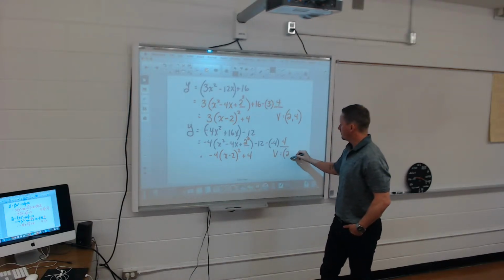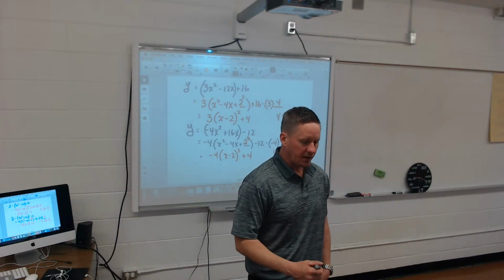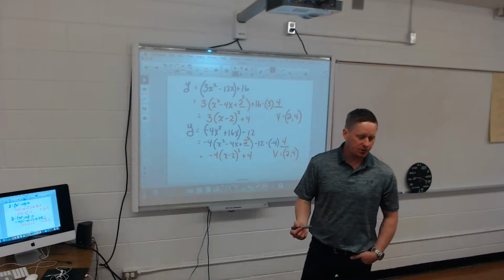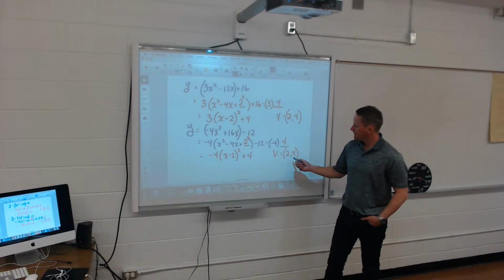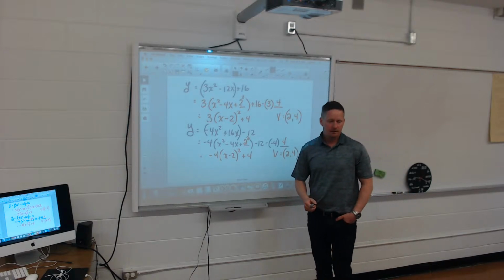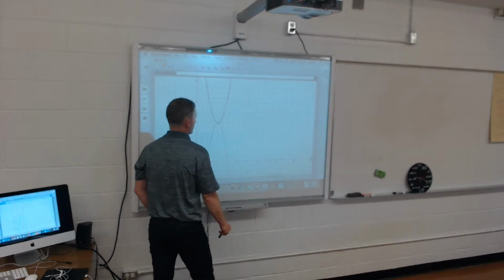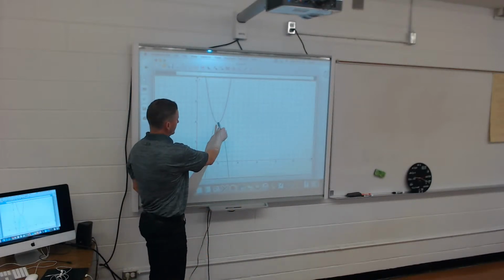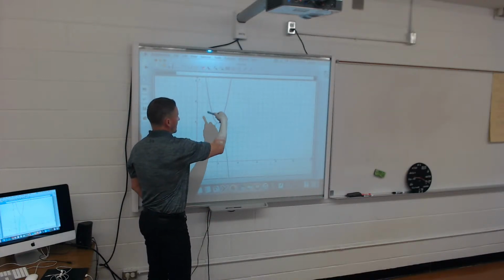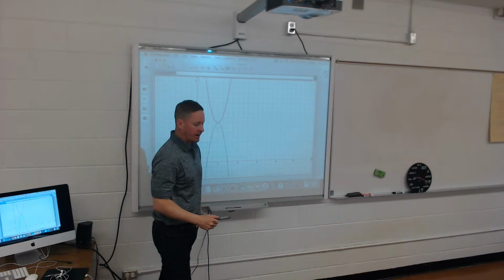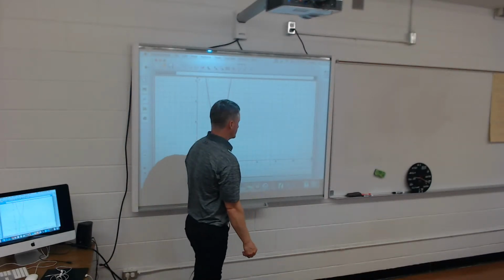Vertex 2 and 4. So now that I see that I have a common vertex, I know that there's only one possibility for a solution here, and that's 2 and 4. And that's how come, when I look at the graphs, this one opens down, that's the negative 4 one. This one opens up, that's the plus 3 one, and they're joined at the vertex. So there's only one possible solution.